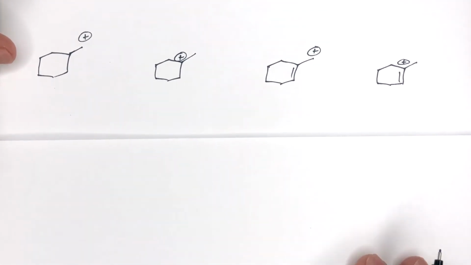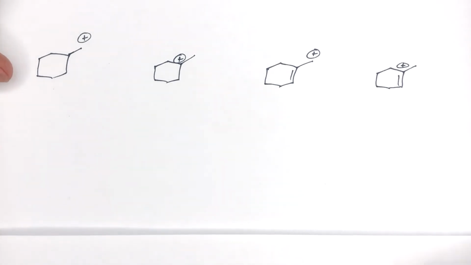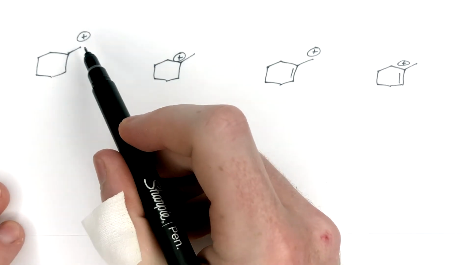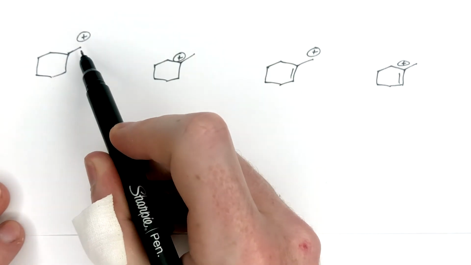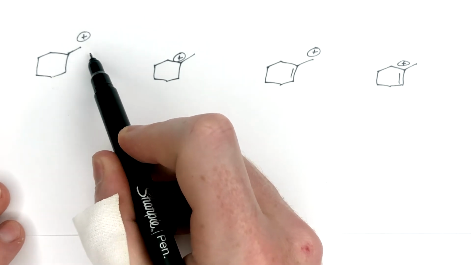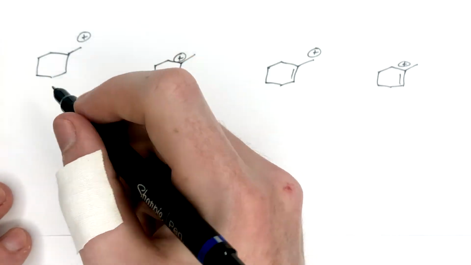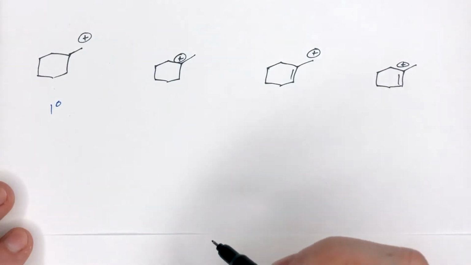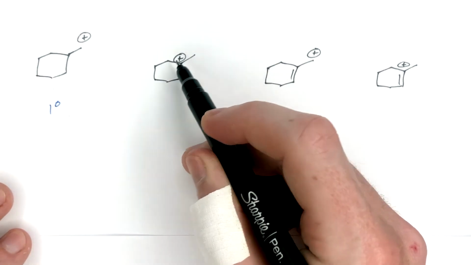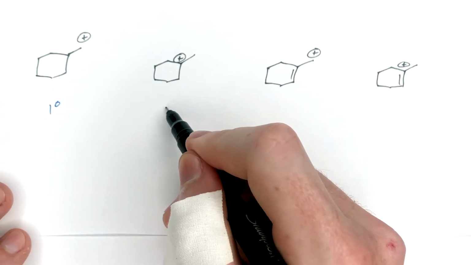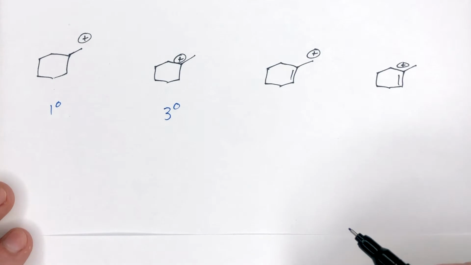All right, here's our next series. Same idea, we're primarily comparing substitution here. So if we look at this first molecule, we have a carbocation that is exocyclic up here, and it is bound to only one carbon. So this is a primary position. Here, there's 3 carbons, 1 carbon down, 1 left and up, 1 up and right. So this is a tertiary carbocation.